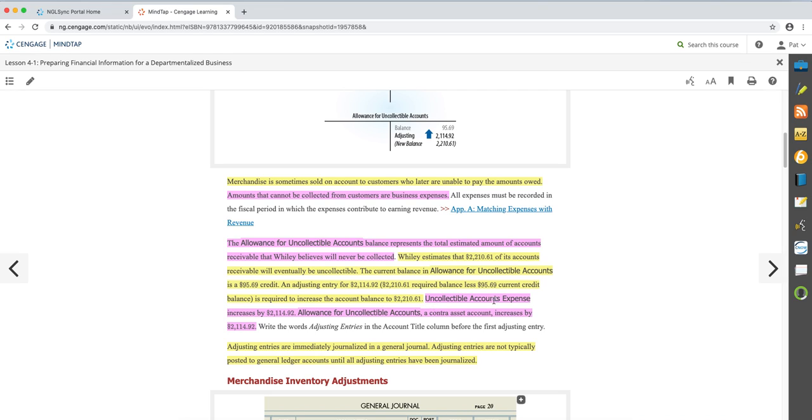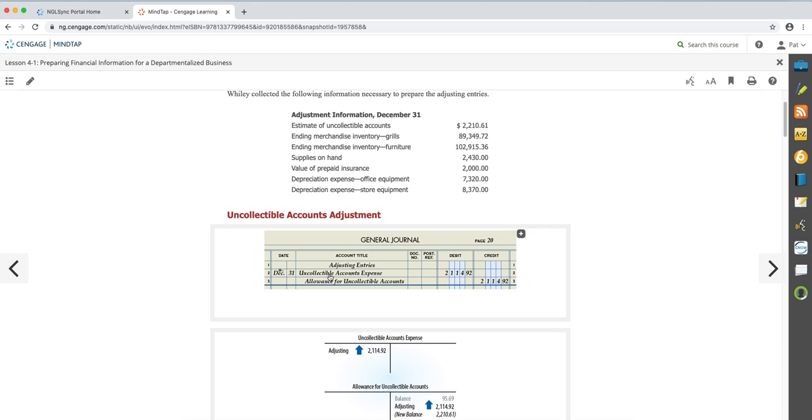Okay. Allowance, uncollectible accounts expense is increased. We have to debit the expense. Why? Because any accounts receivable that we think is not going to be collected is going to be a business expense. So we need to debit and we need to record this. So we're going to debit the amount of money that we don't think we will receive from accounts receivable into uncollectible accounts expense. And then we will credit the allowance for uncollectible accounts.